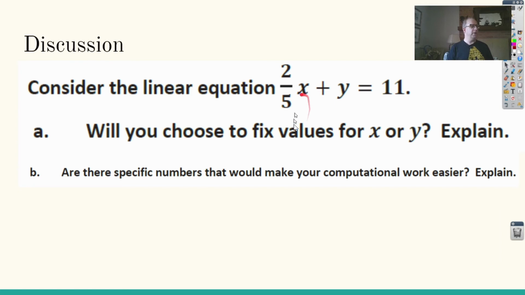What if I have 2/5 times x? Now if I choose my y, sure, I subtract the y and I have a nice number here, but then I'm going to basically divide by 2/5 or multiply by 5/2. So I don't know if a whole number over here for y is going to work. What do you think would be the best type of numbers to choose? X or y, and what numbers would you choose? Okay.